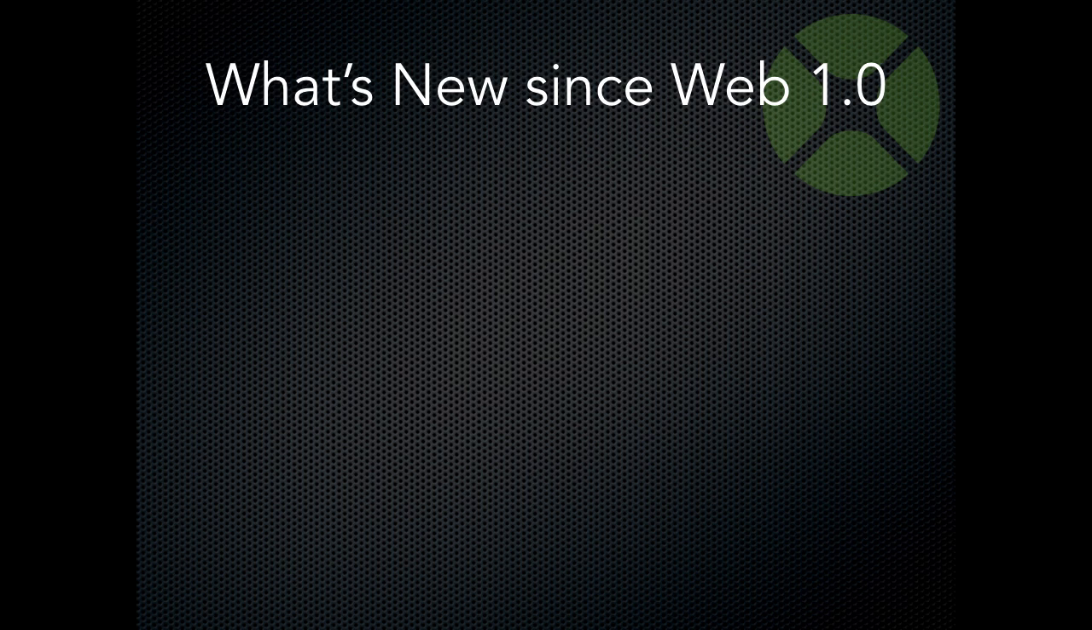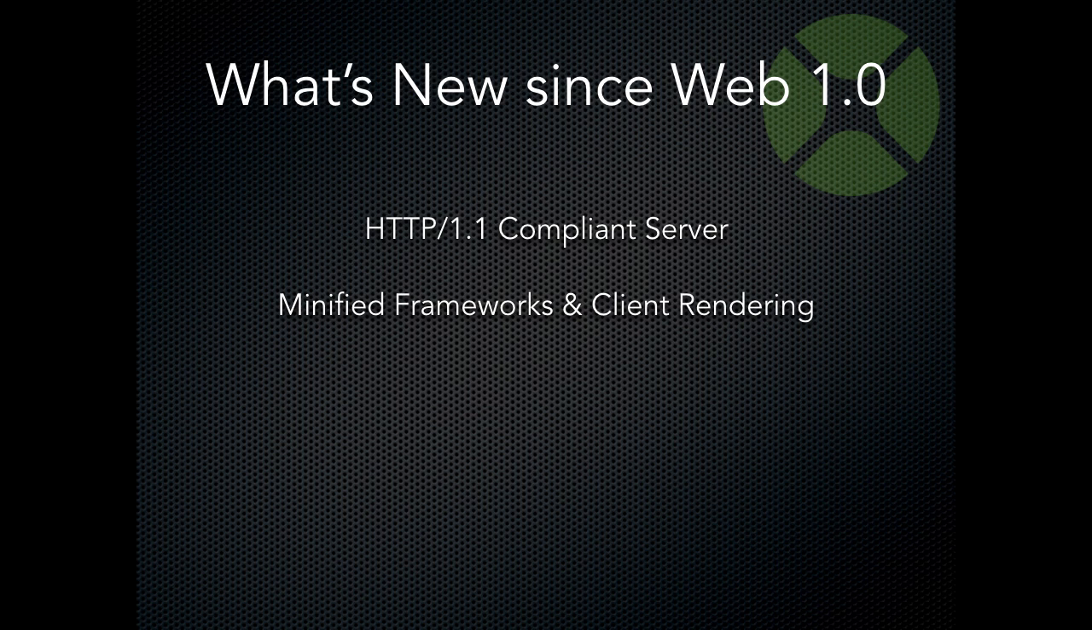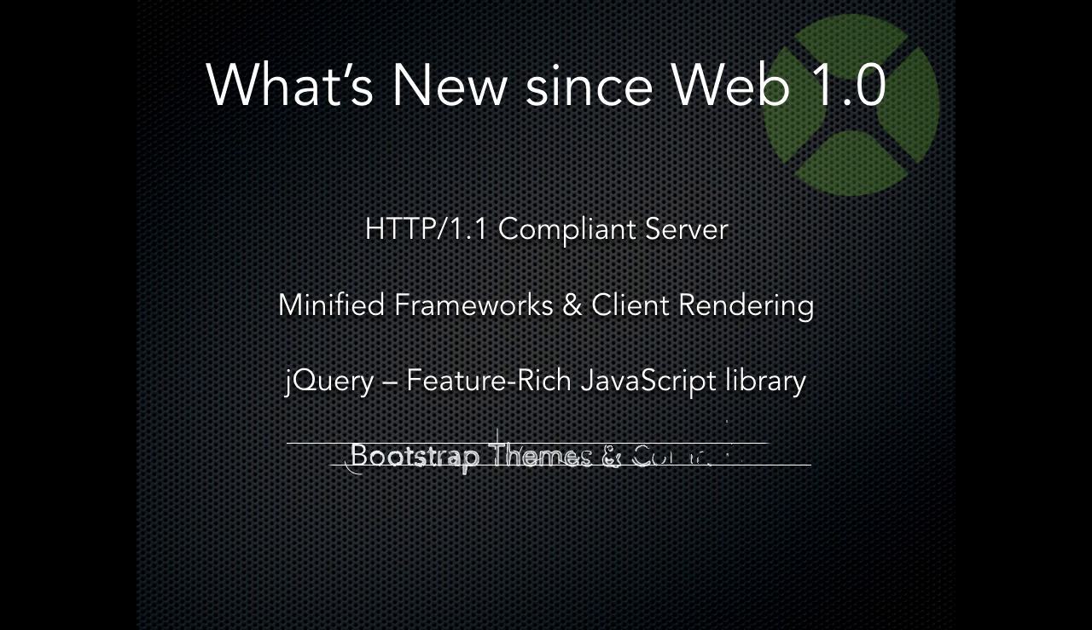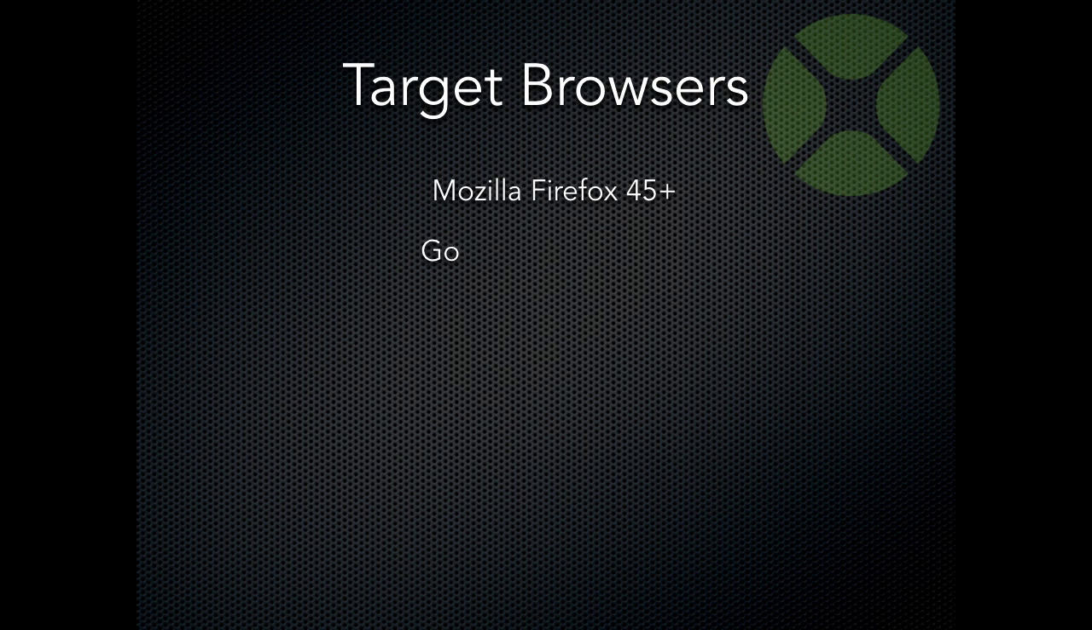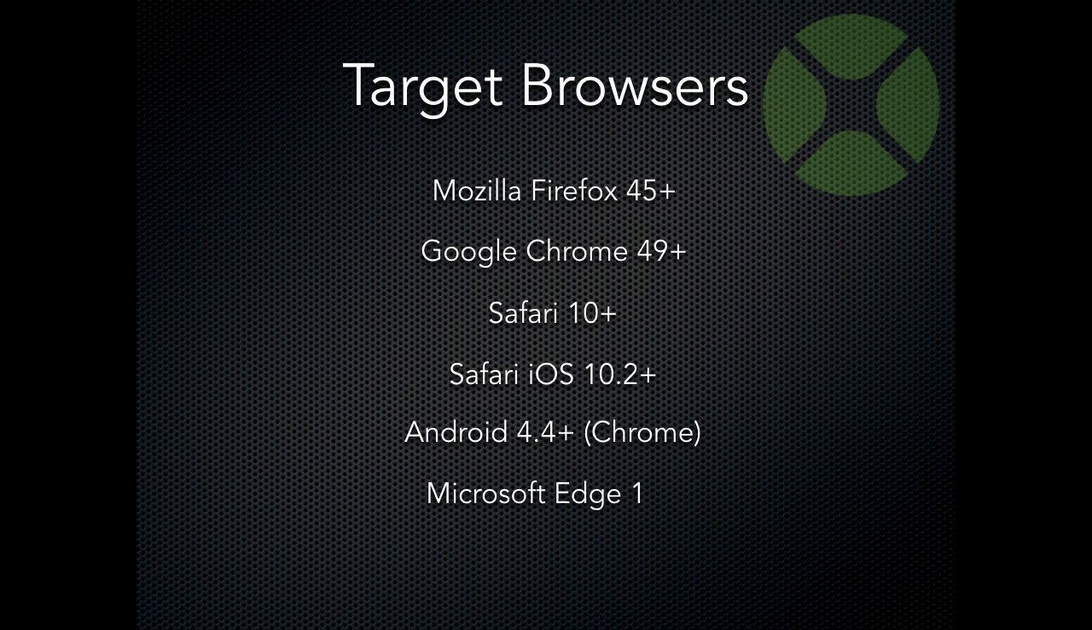We had four main goals when designing the next generation of the web framework: an HTTP 1.1 compliant server, minified frameworks and client rendering, and instead of creating our own framework from scratch, we're now using jQuery and Bootstrap. All these new technologies mean that we needed to update our minimum target browser to the following versions. And since last year, we've updated our minimum Microsoft browser to Edge 12.